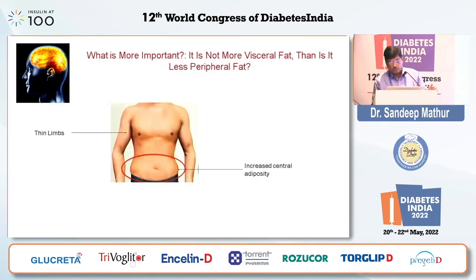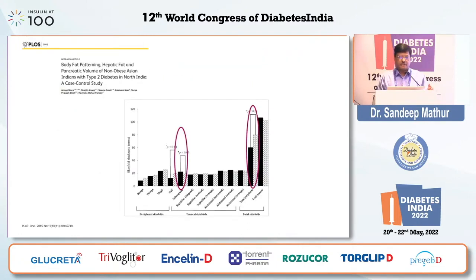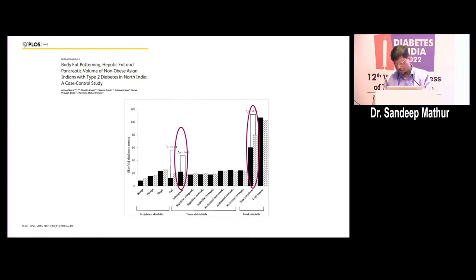Now, is it peripheral fat? Yes. Let us look at the most prominent, most well-quoted Indian study, Dr. Anoop Misra's study. He said yes. They have more hepatic fat, pancreatic volume, all these things. But see, their peripheral fat was less in their study. And there was not much talk about it in the discussion.